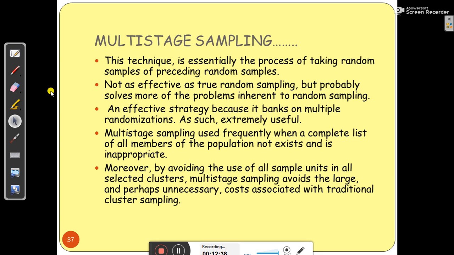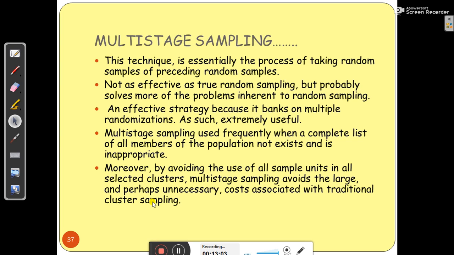Moreover, by avoiding the use of all sample units in all selected clusters, multi-stage sampling avoids the large and perhaps unnecessary cost associated with traditional cluster sampling. So actually what happens is that when you go from top to bottom, from first stage to second stage to third stage, you go through a random sampling technique.